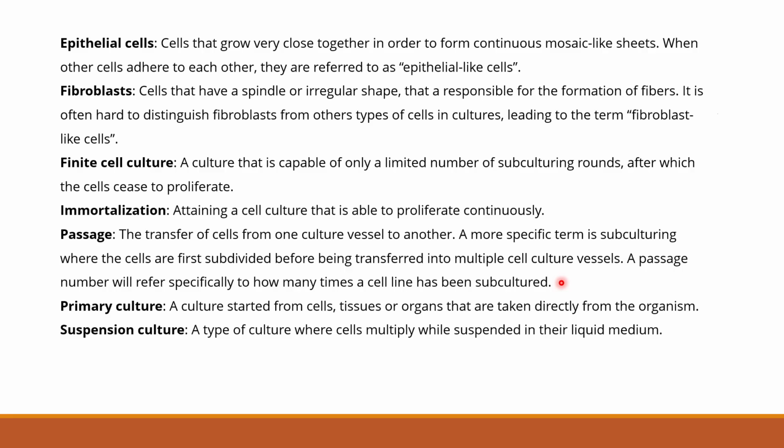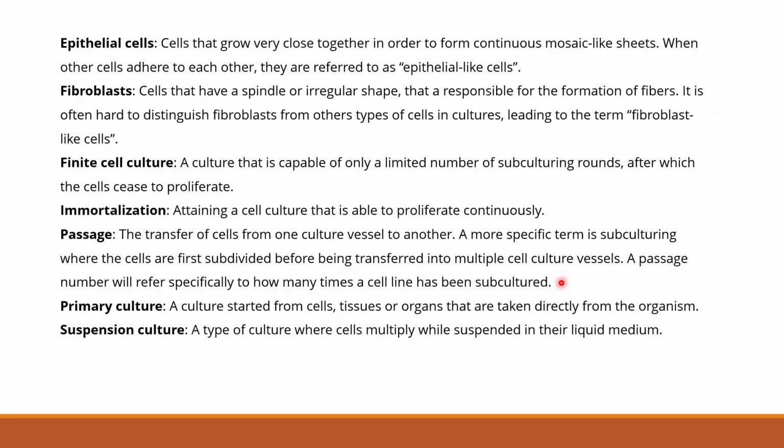Next is primary culture, a culture started from cells, tissues, or organs that are taken directly from an organism. Suspension culture is a type of culture where cells multiply while suspended in their liquid medium, like cells which do not have the ability to adhere, like blood cells, erythrocytes, lymphocytes. All these cells are suspension cells. So you grow them in flasks, so they are suspended in the media.